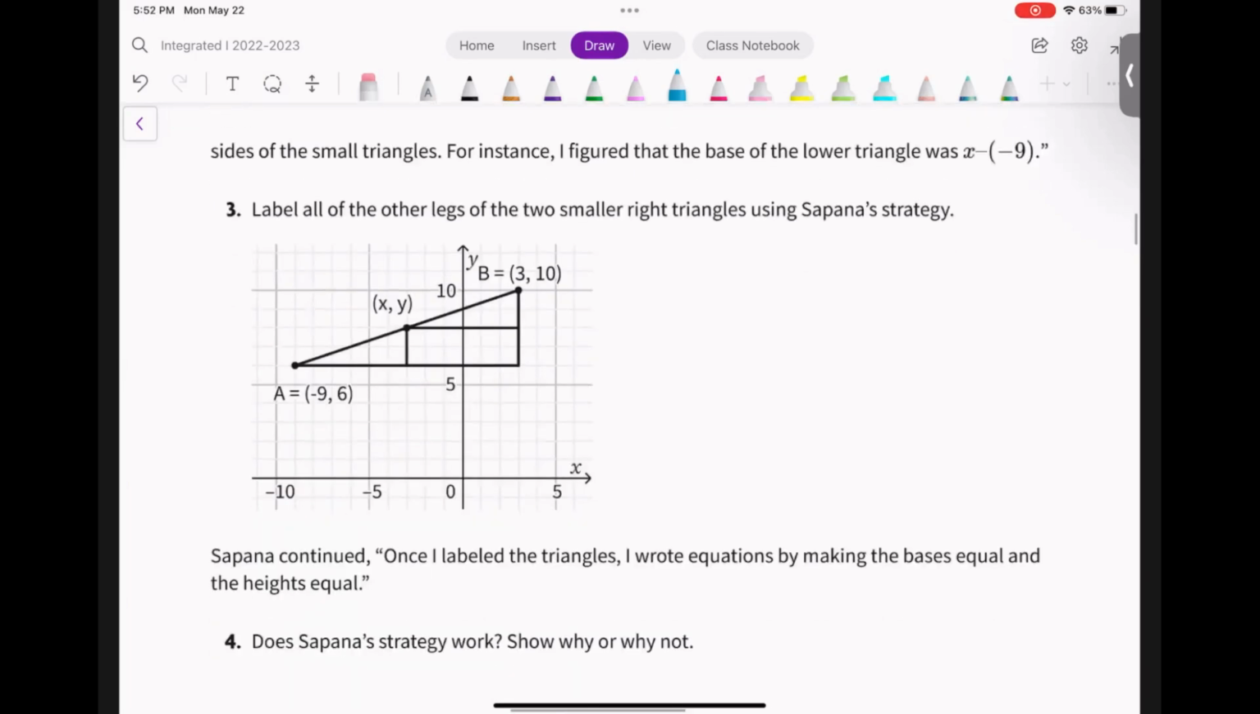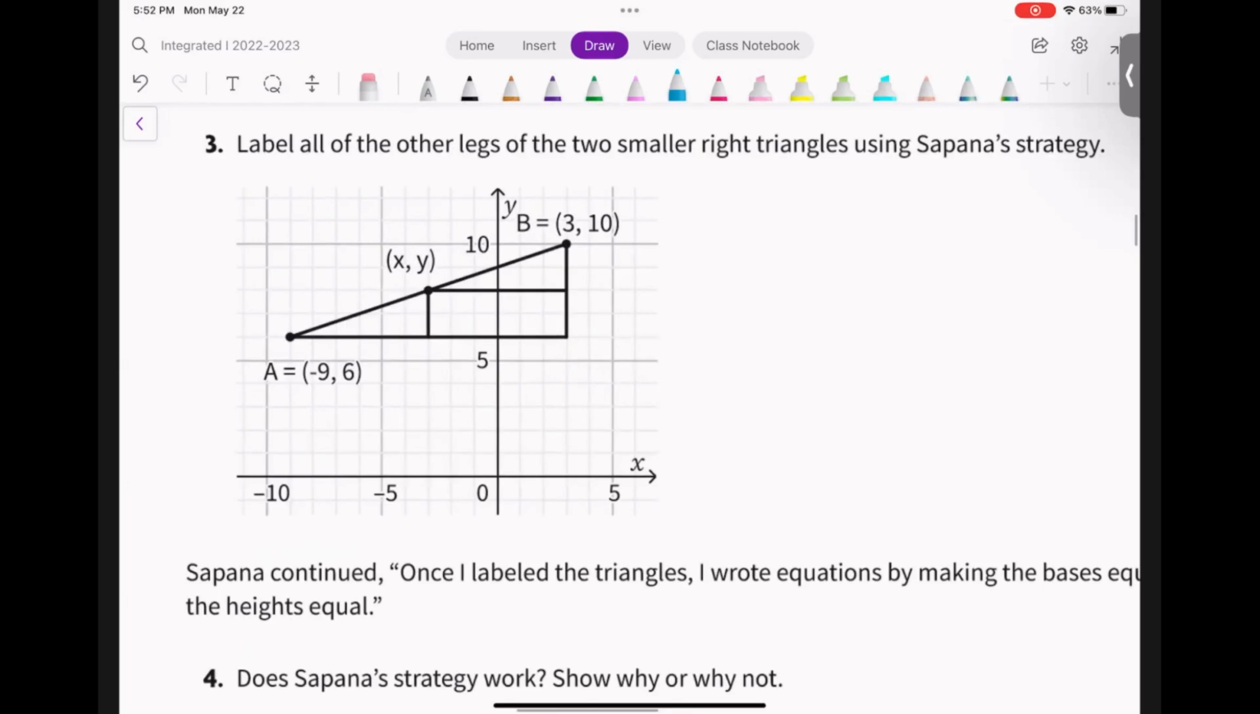Okay, so this right here is what Sapana is labeling x minus -9. That's how long that segment is. So if you remember from the distance formula, the way you find the distance between 2 points is you just subtract, right? You subtracted the x coordinates. That's part of your distance formula. So same thing goes with your y's. So then this distance here would be y minus 6. Everybody see that? That's y minus 6.